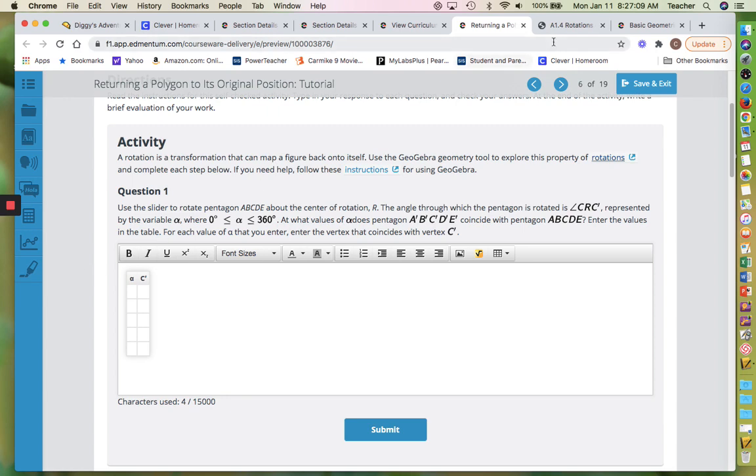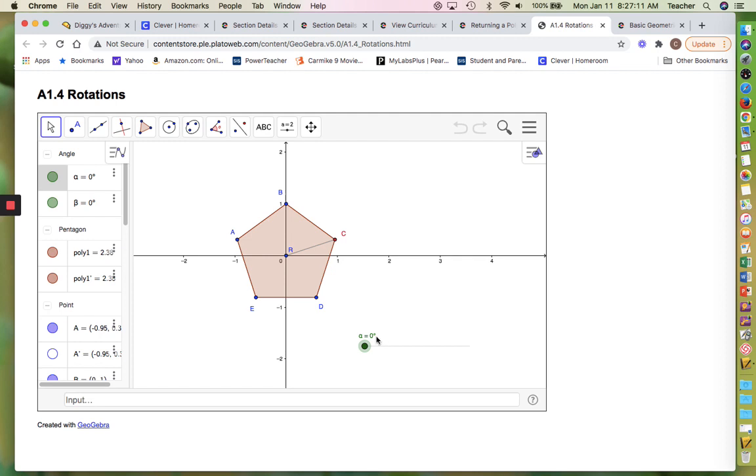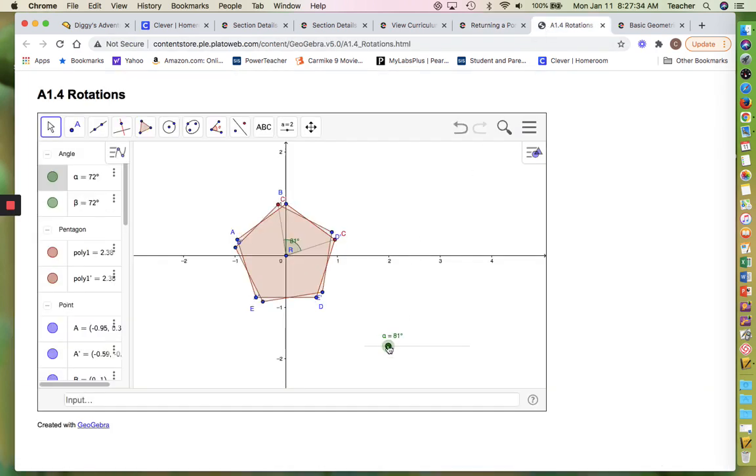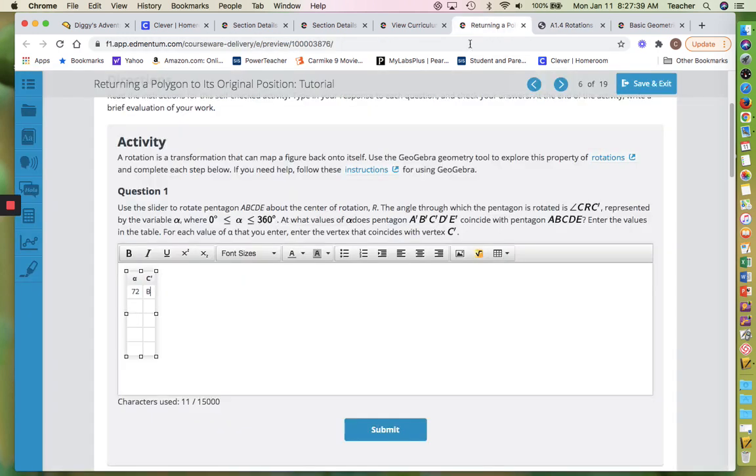Okay, so let's see what the first one's going to be. All right, so there's C turned into C prime. I'm looking for it to land on B. So it looks like it's going to be 72, and it lands on B. 72 degrees, lands on B. Now you notice I put a capital B because all points are capitalized. Well, let's turn it some more. So now I'm looking for it to land on A, it looks like, at 144 degrees. 144 lands on A.